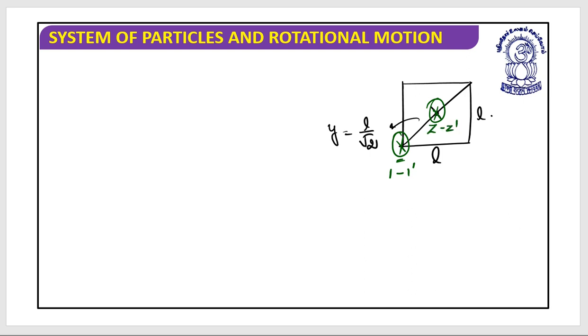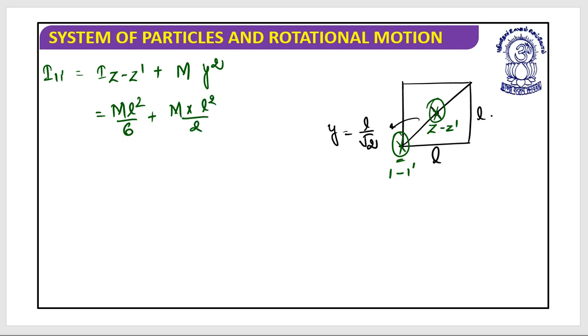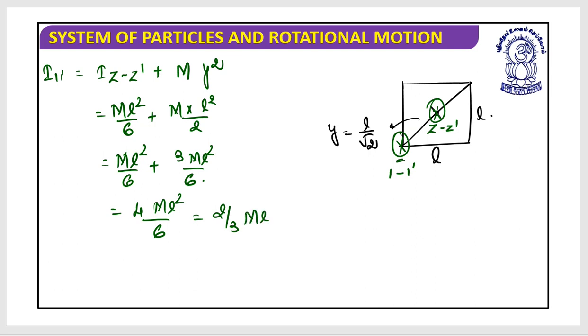So let's call them zz dash and 1 1 dash. I 1 1 dash is equal to I zz dash plus m into y square. Now I zz dash, it's a square plate, it's ml square by 6, plus m into y square, it's l square by 2. So that should be equal to ml square by 6 plus ml square by 2, this is 3 ml square by 6. So ml square plus 3 ml square, it's 4 ml square by 6, which could be written as 2 by 3 ml square.